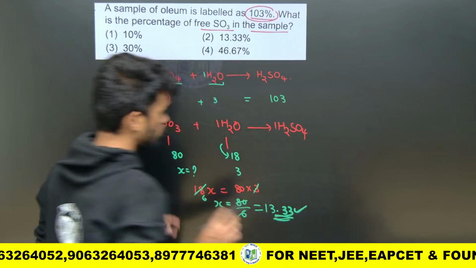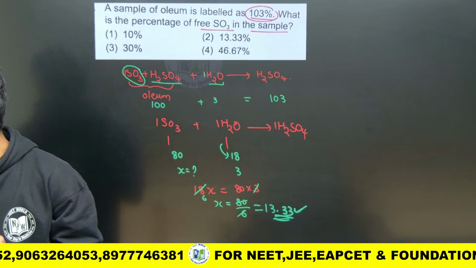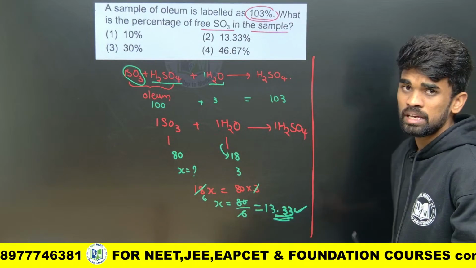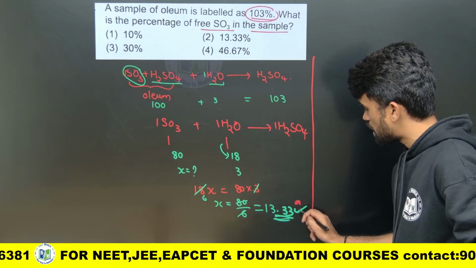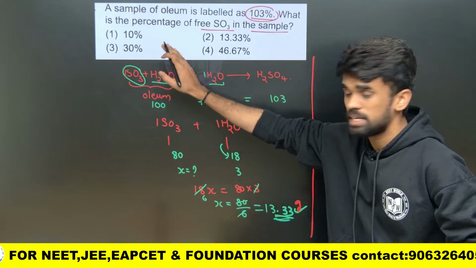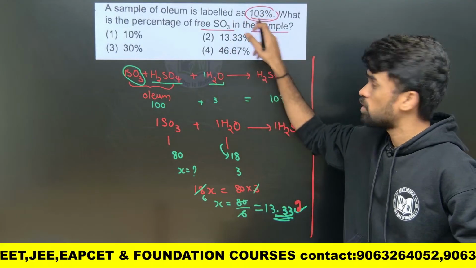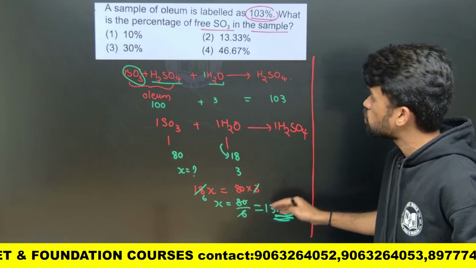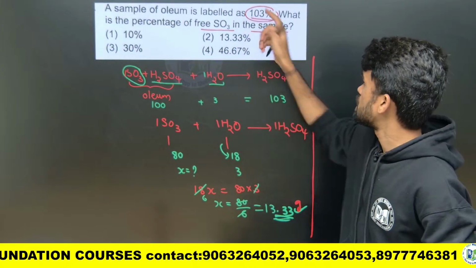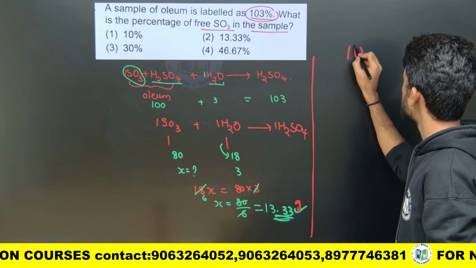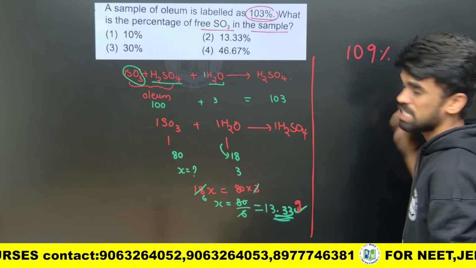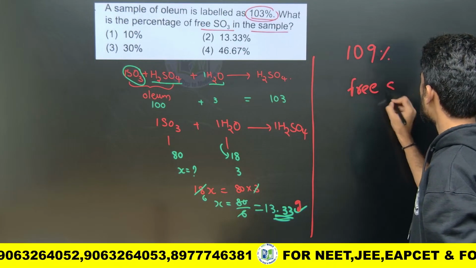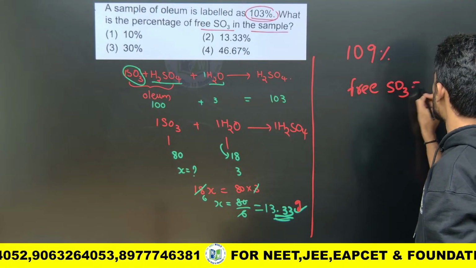So this is how you need to solve. Now I will be asking you one question. Can you answer this? What is the percentage of free SO3? This is the grams of free SO3 present in the oleum, labeled 103% oleum, and this is also considered as free SO3 present in the labeling. So my question for you is: 109% of oleum is given. What is the free SO3 present in it?